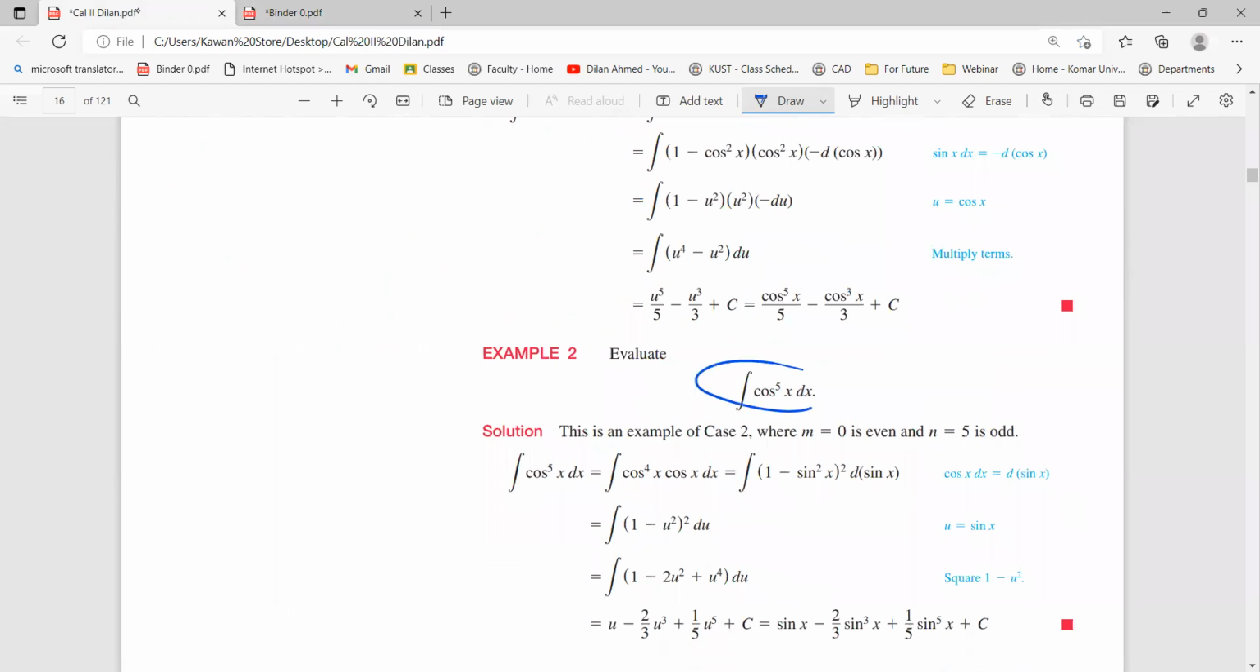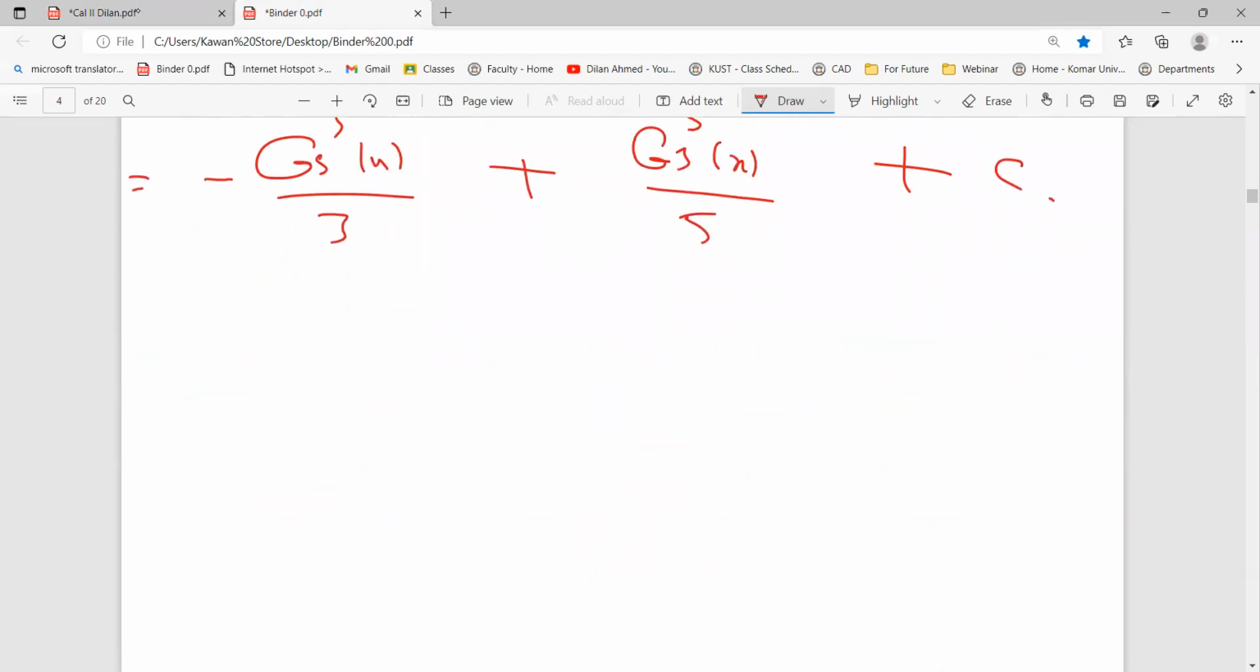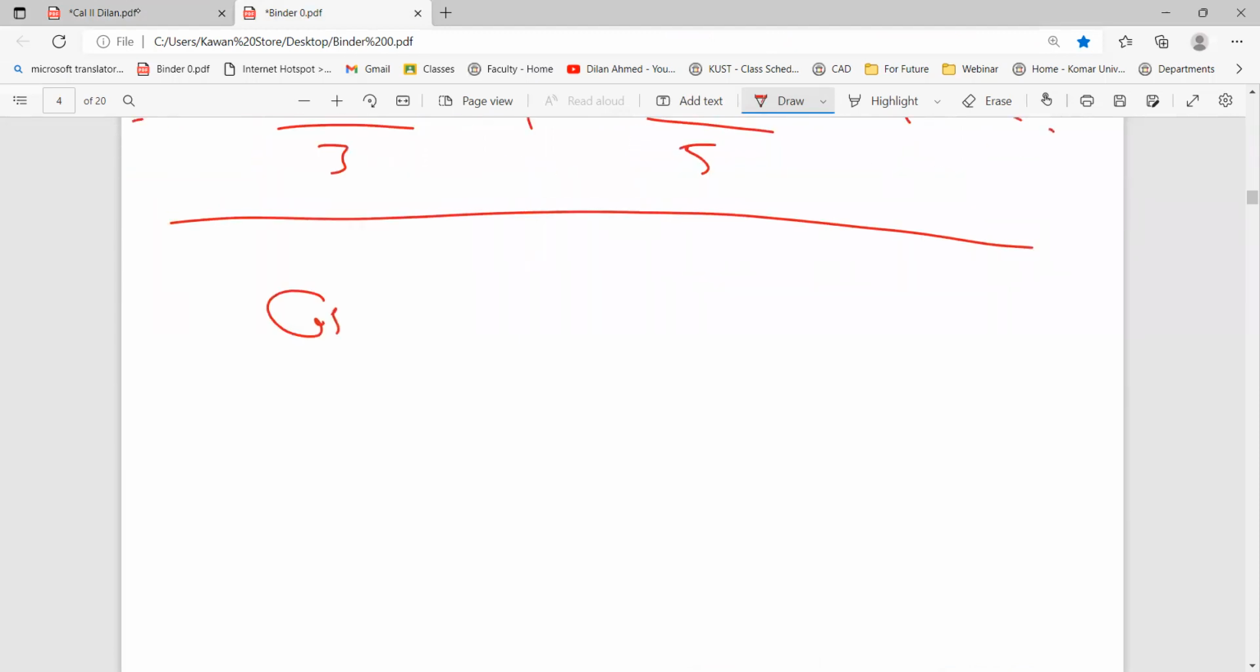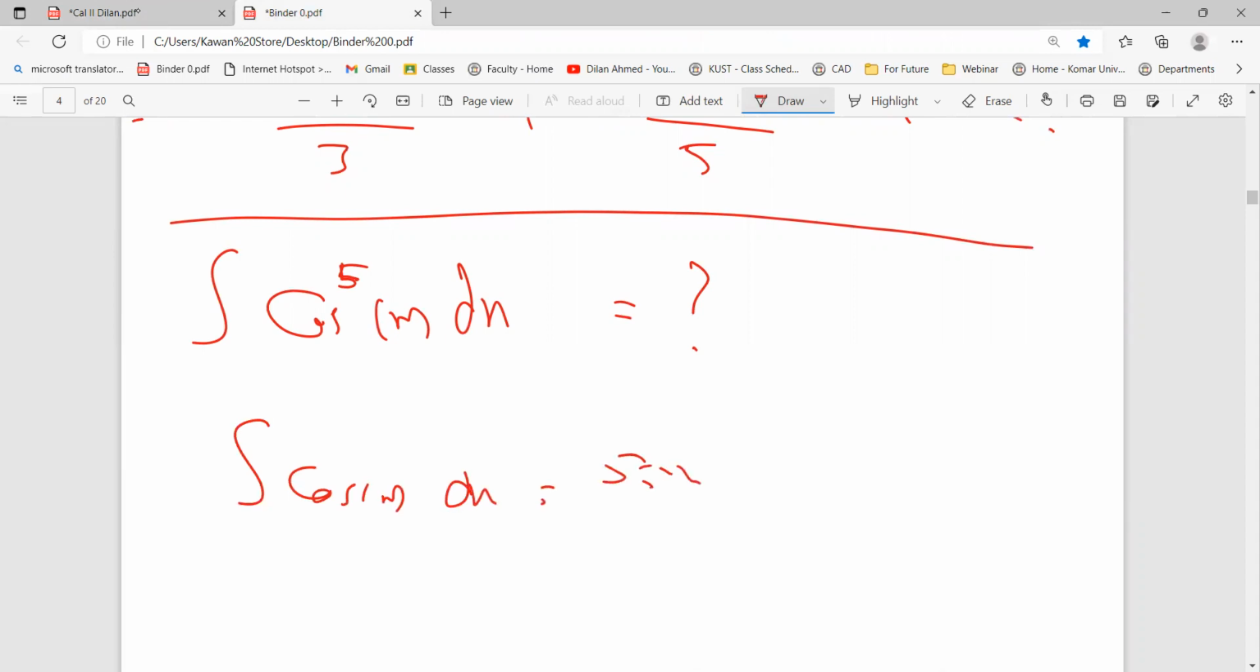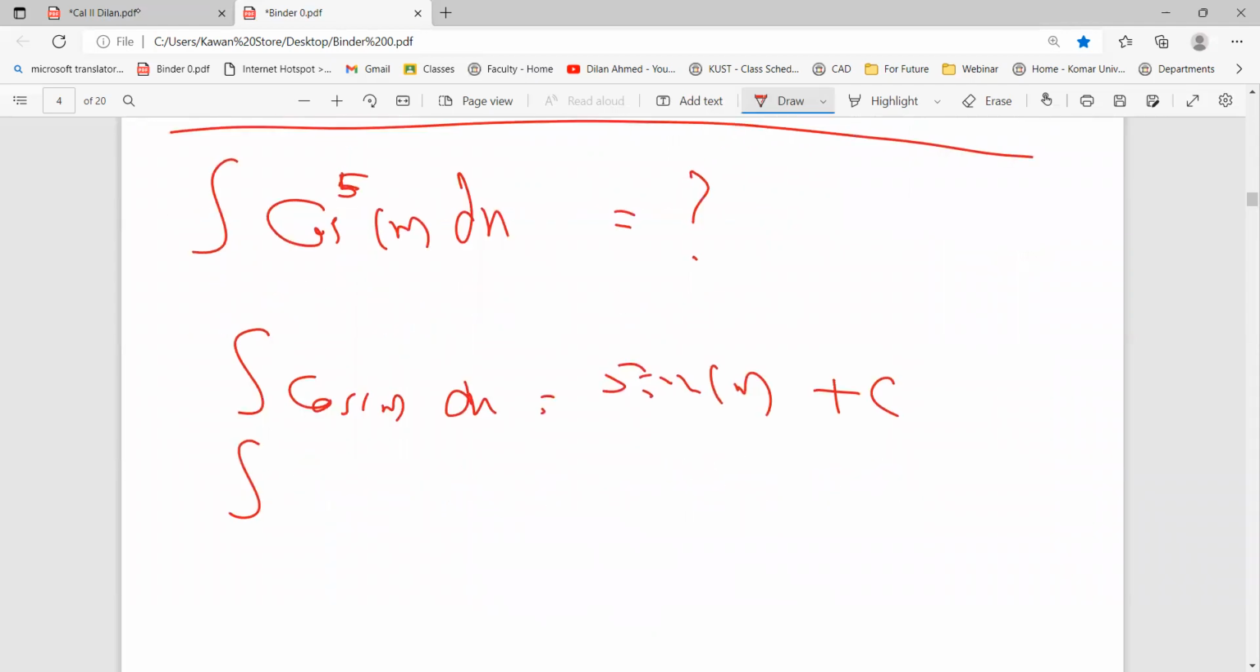How about if I have cosine to power 5 alone? I have cosine to power 5 alone dx. So how do we solve that one? You should ask yourself, in table 8.1, I have cosine of x dx is equal to sine x plus c. Am I right? And we learned how to solve that one. Do you remember how we solved that one before?